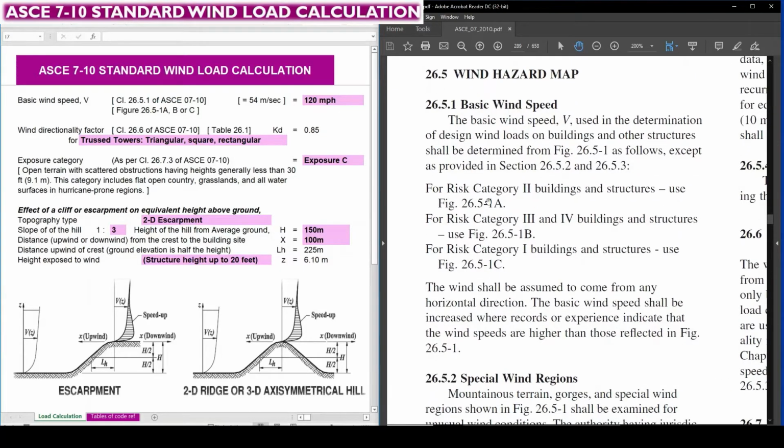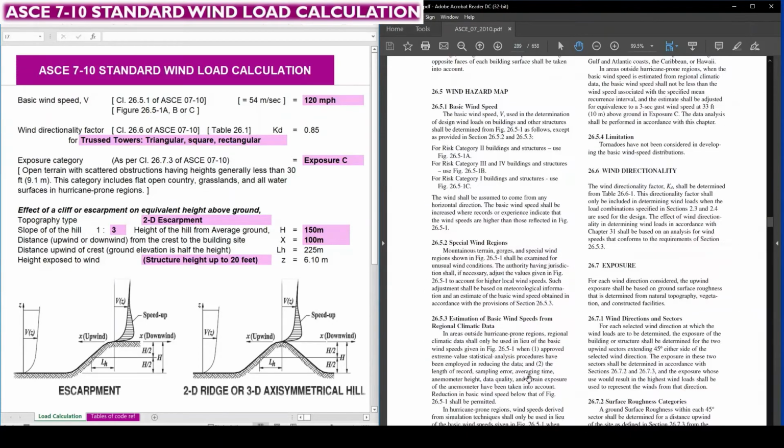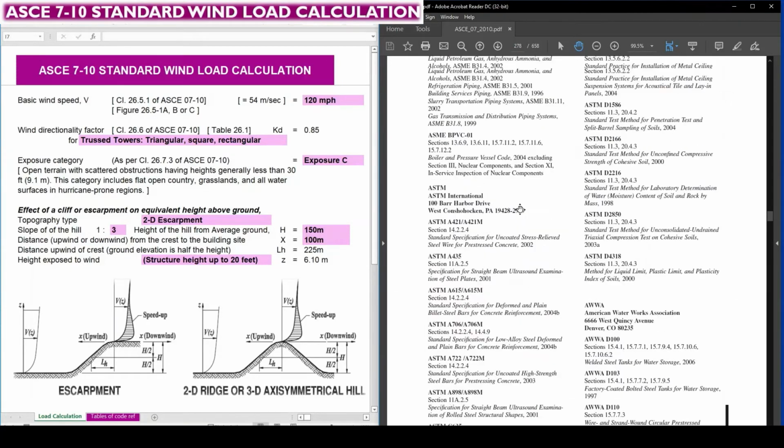For risk category 2 buildings we need to refer to Figure 26.5-1A. For risk category 3 and 4 we need to refer to Figure 26.5-1B. Similarly, for risk category 1 buildings, we need to refer to Figure 26.5-1C. So likewise, there are three figures to be referred to find out this basic wind speed. For that, page number 291, we need to check it.